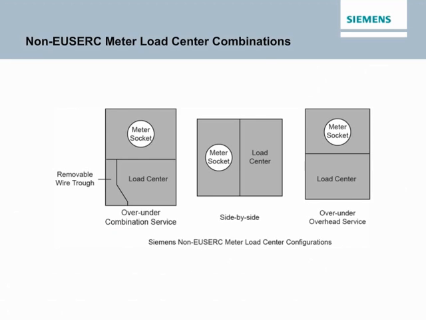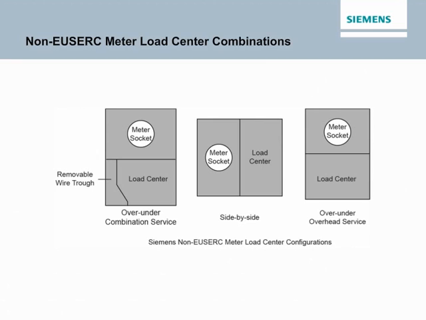Siemens non-USERC meter load centers are designed for single-phase, 3-wire, 120-240 volt service and have a 125 to 400 amp continuous current ratings and a 22,000 amp interrupting rating. All non-USERC meter load centers are designed for surface mounting. Siemens non-USERC meter load centers are available in configurations shown in the accompanying illustrations.